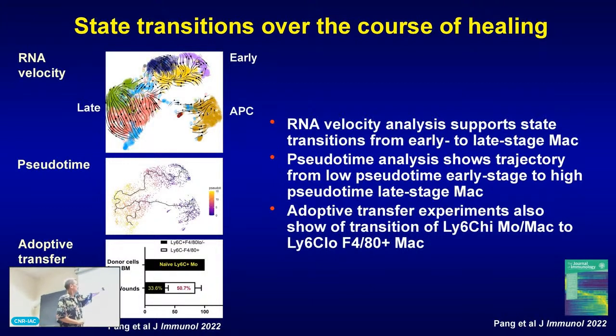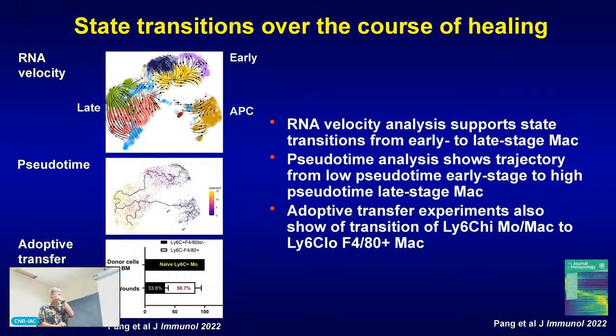We see overall a flow from the early to the late, and some suggestion that there may be some transition between these other populations and the antigen presenting cells. Another technique that's very commonly used with these data sets is called pseudotime. We're trying to order the cells independent of the time they were collected, using the similarity of gene expression pattern between different cells to order the appearance of these different states. And again, it shows pathways that could be occurring between early and late.